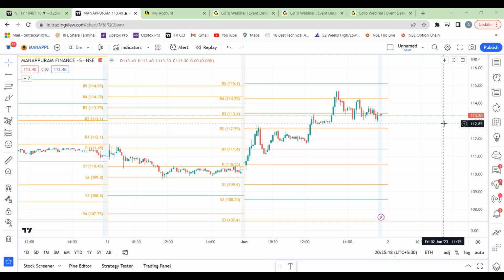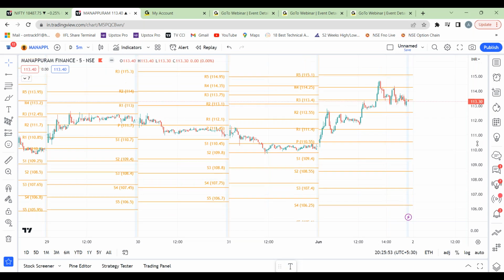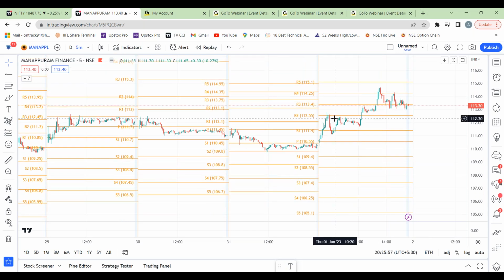See, we prefer pivots as these are mathematically calculated support and resistance levels for the day. A combination of formulas is used, using the previous trading session's high and low, and the current day's support and resistance levels are derived on the chart, and hence these levels tend to be very accurate. So when you apply pivot, you can see you will get multiple levels of support and resistance on the chart.